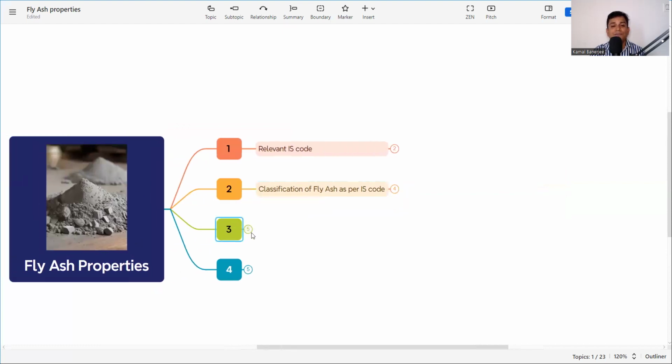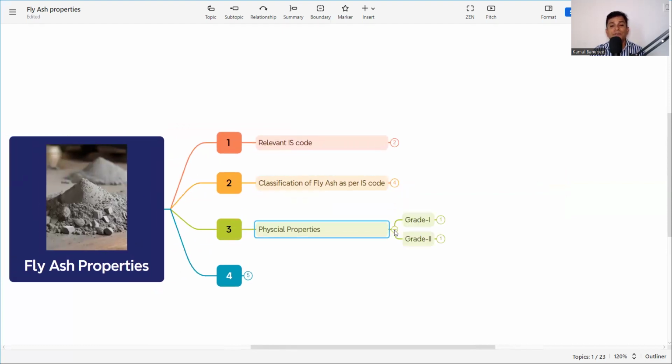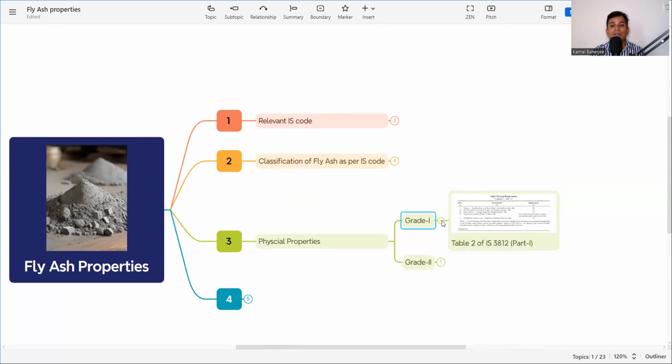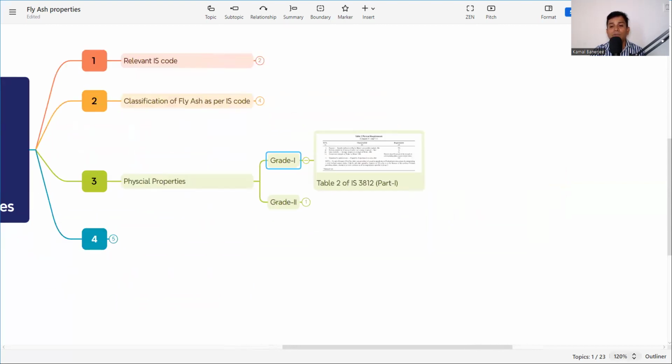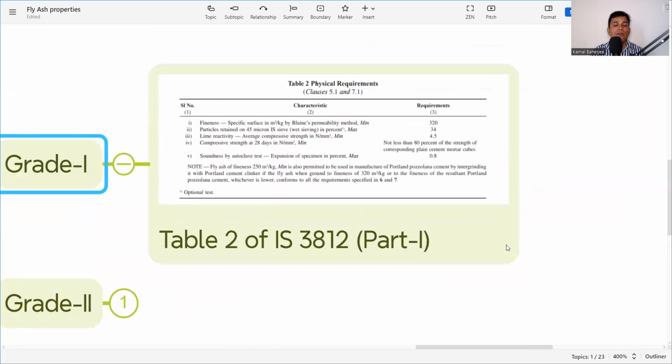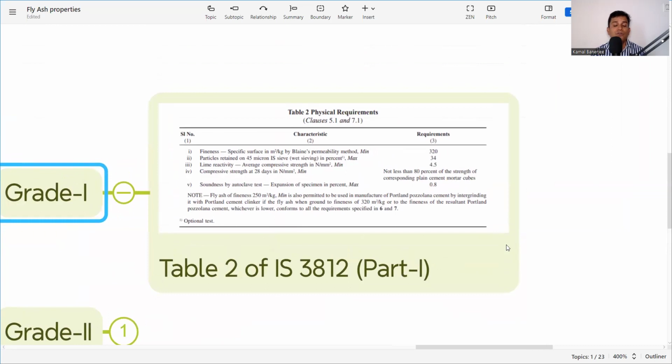Now, what are the physical properties? The physical properties of grade 1 and grade 2. Let me zoom it out so that you will see it fully. So here it is grade 1. Which IS code do we need to follow? We need to follow IS 3812 Part 1. And in Table 2 of IS 3812 Part 1, it mentions the physical requirements of fly ash in order to use it in cement or concrete production.